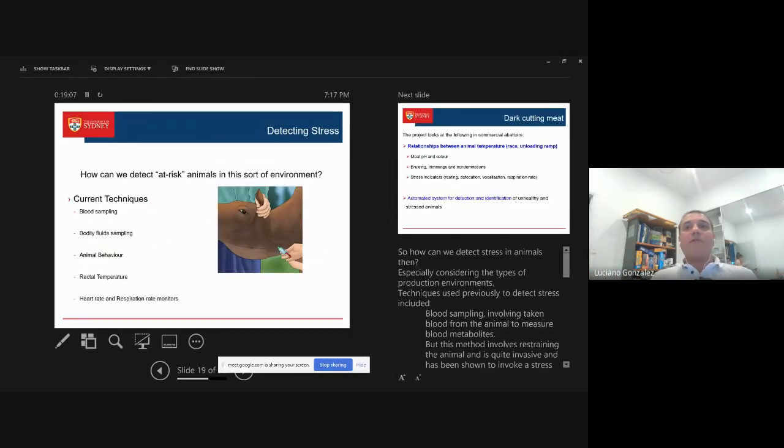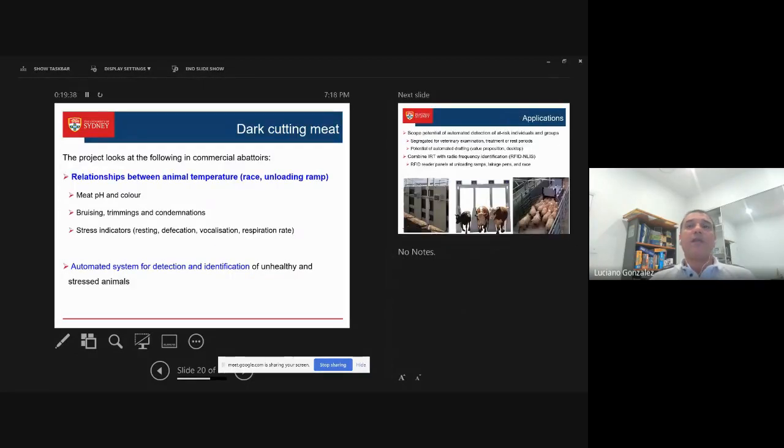So the big question is whether we can detect animals at risk, and particularly in commercial conditions in abattoirs. Normally to do that, we use blood sampling to measure different indicators of stress in animals. We can also sample, for example, urine or saliva, measure animal behavior or rectal temperature or heart rate and respiration. But all of these measurements cannot be done in commercial situations at the speed that you need in an abattoir.